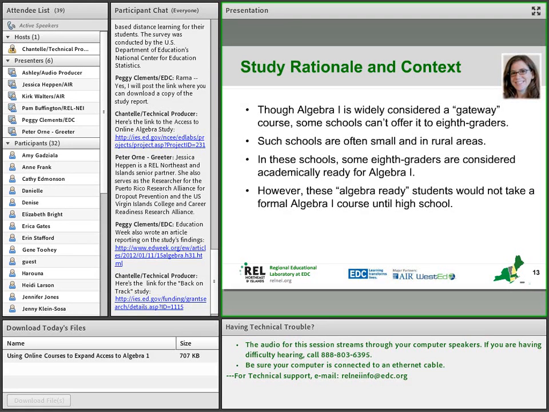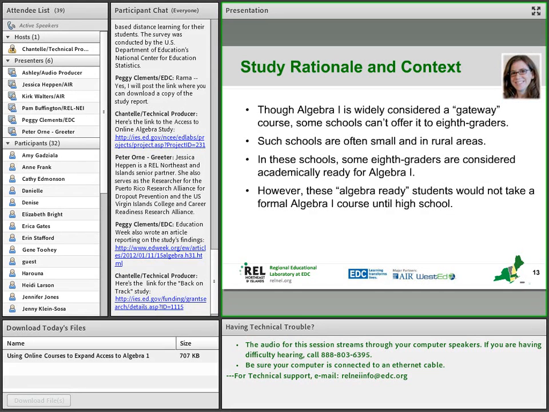At the school level, nationwide, about 16% of schools don't offer Algebra I to 8th graders, again, for various reasons. And among rural schools, 24% don't offer the course. That's in contrast to 21% of urban schools and about 9% of suburban schools. So in schools that don't offer Algebra I to 8th graders, again, disproportionately rural schools, students who are academically ready for the course in 8th grade wouldn't take a formal Algebra I course until they get to high school. And often they're feeding into regional high schools.